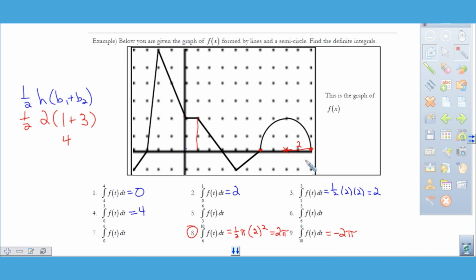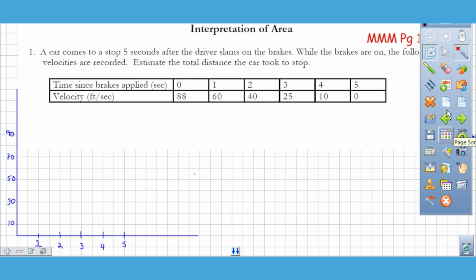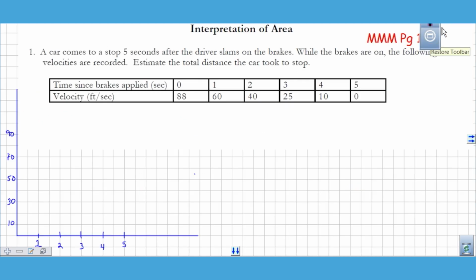But today's question is, what happens if we don't know exactly what it looks like? So here we go. This is Master Math Mentor, page 138. Let's read the problem and see where we are. A car comes to a stop 5 seconds after a driver slams on the brakes. While the brakes are on, the following velocities are recorded. Estimate the total distance that the car took to stop.